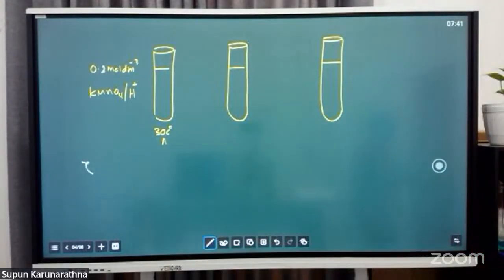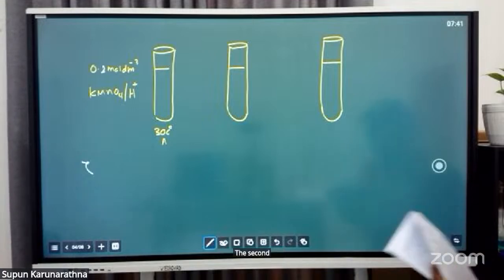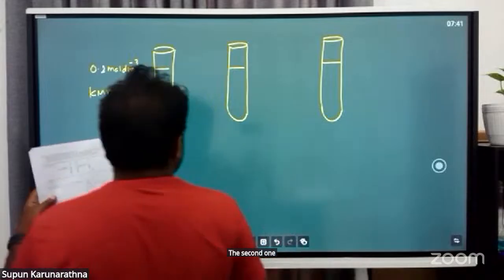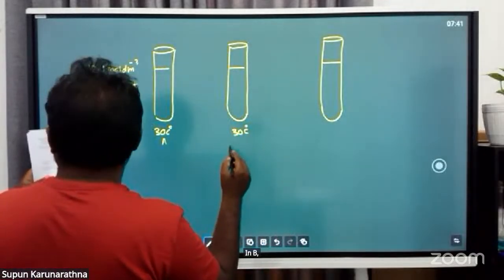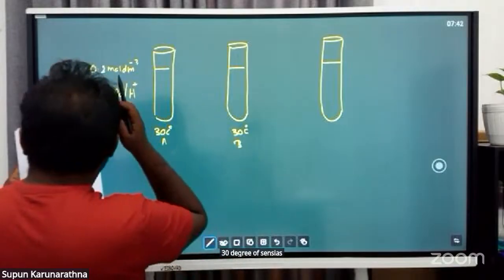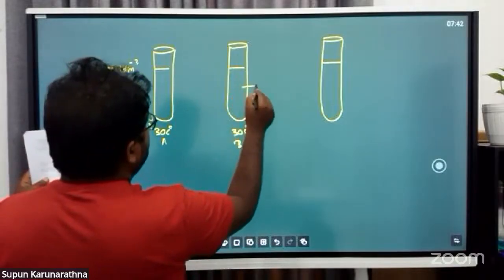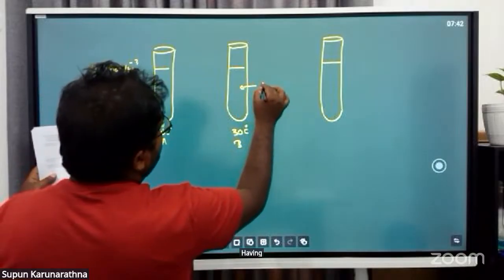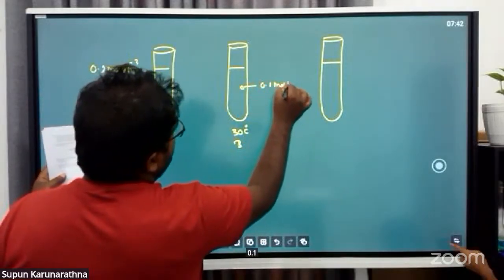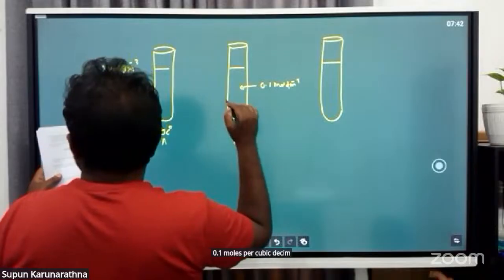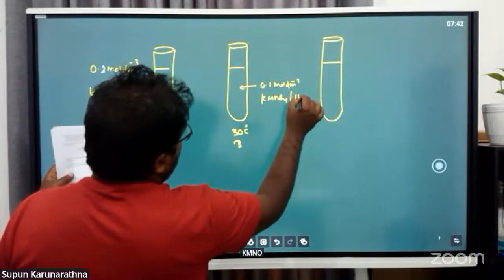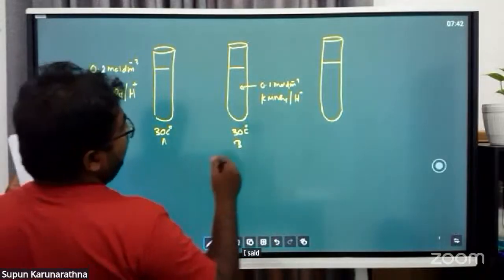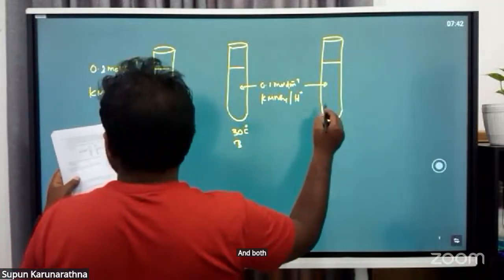Right, the second one, in B, 30 degrees Celsius, having 0.1 moles per cubic decimeter, acidic KMnO4. Both concentrations are the same.